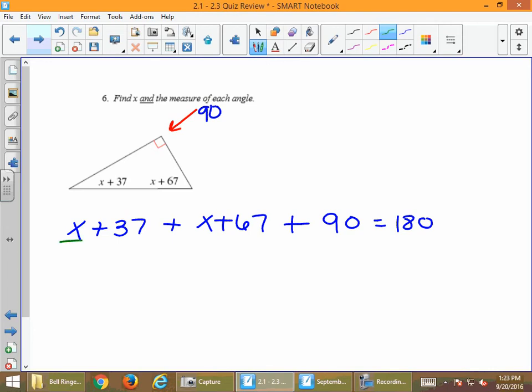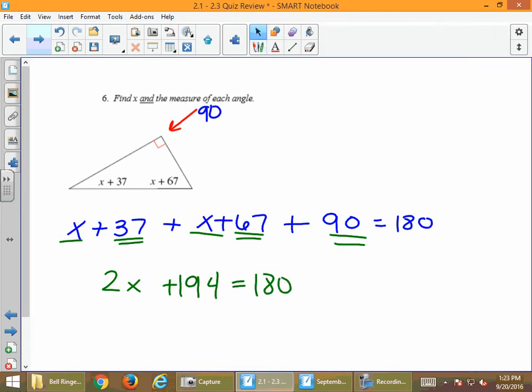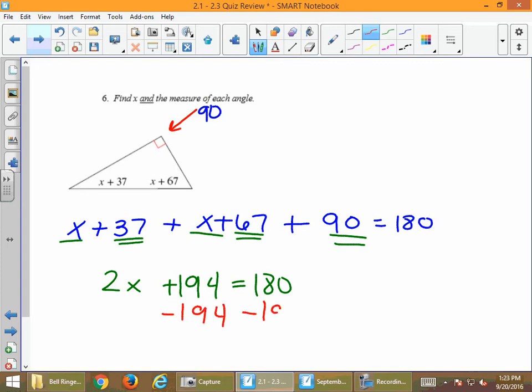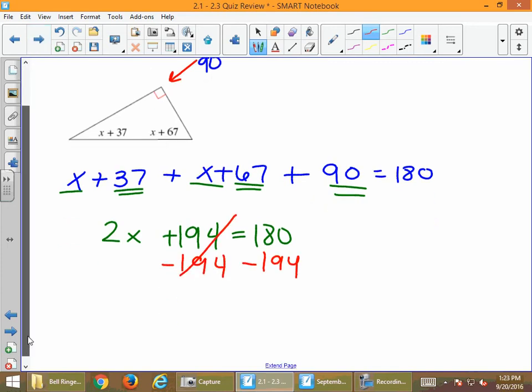Whenever you have a problem like this, you just add all three angles together, set them equal to 180, then solve. So combine your like terms. What do we get when we do x plus x? Combine your numbers. What's 37 plus 67 plus 90? 194? Yep. And then you just solve. What do we have to do with 194? Move it over. We're going to subtract it. So then we get 2x is equal to what? 14. Divide by 2.